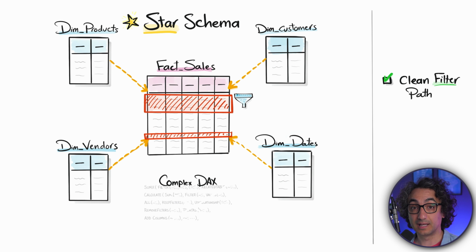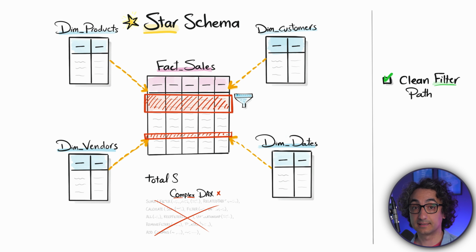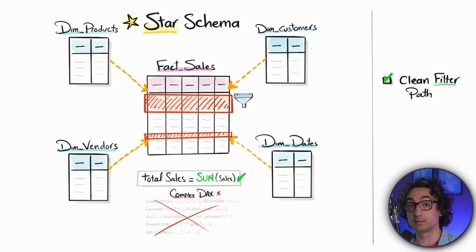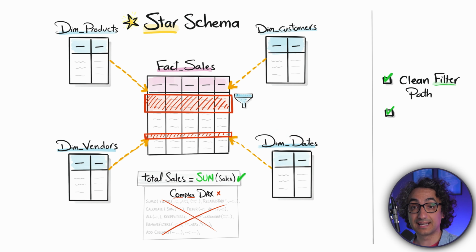So all you have to write now is, for example, total sales equals sum of sales. We don't have to write any complex DAX calculations because we have a clean data model that is supporting it. The model already knows how products, customers and dates are connected to the sales, so you don't have to repeat it in the calculation.